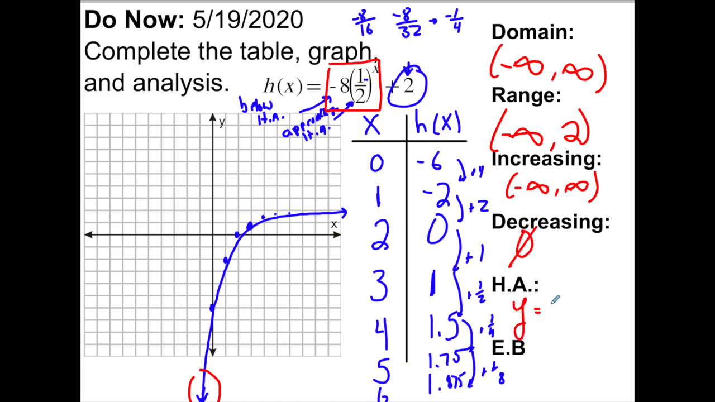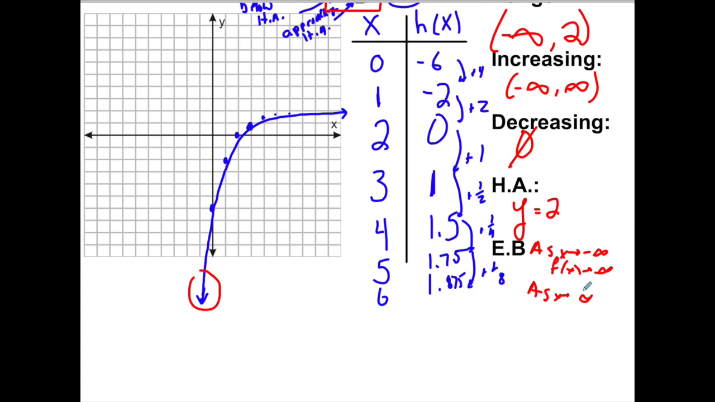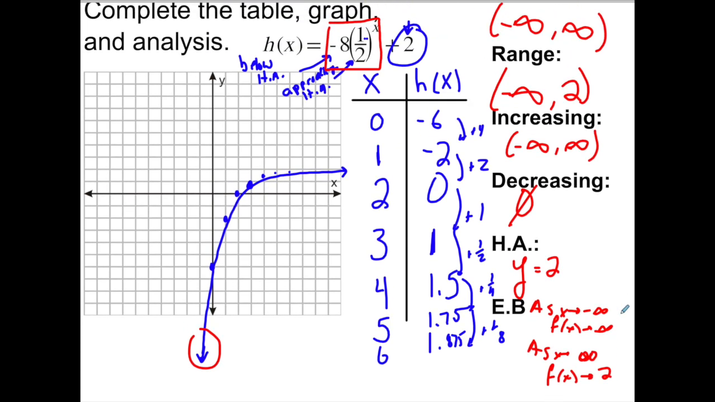The asymptote is y equals 2, and here's the end behavior. As x goes to negative infinity, f of x goes to negative infinity. As x goes to positive infinity, let me just scroll down a little bit, f of x is approaching 2. So again, pointing out some patterns. Notice 2 is the asymptote. It appears in the equation for the asymptote, in the end behavior, and in the range. So again, think about these patterns.